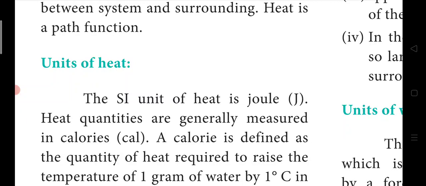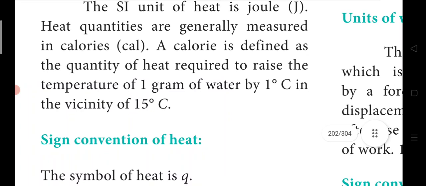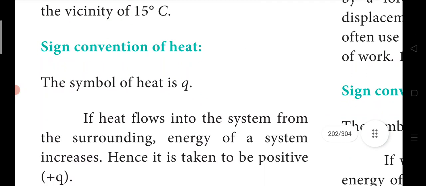final state, we know. So that is a path function. Units of heat. The SI unit of heat is joules. Heat quantities are generally measured in calories. A calorie is defined as a quantity of heat required to raise the temperature of 1 gram of water by 1 degree Celsius in the vicinity of 15 degrees Celsius. That is, at 15 degrees Celsius, if we raise 1 gram of water by 1 degree Celsius, we call it a heat calorie. So these are all definitions only.